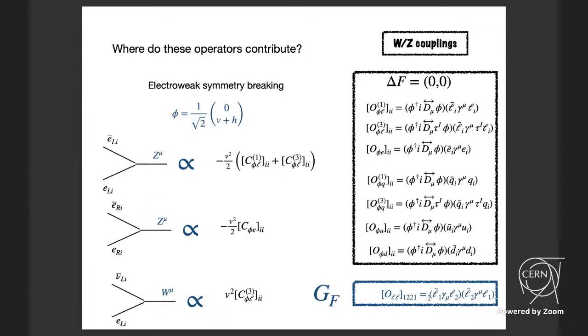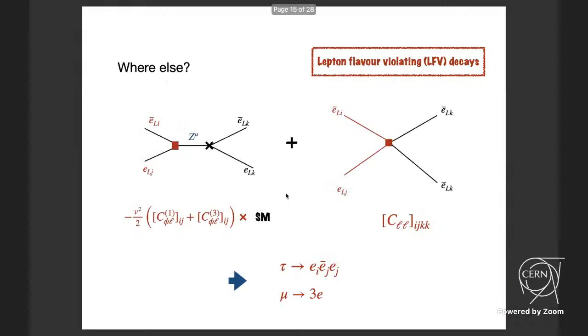And as I explained, this special operator 1 2 2 1 can contribute to the Fermi constant. So that means semi-electronic operators which conserve the quark flavor, as they mix with these operators, can contribute to, for example, electroweak precision observables.